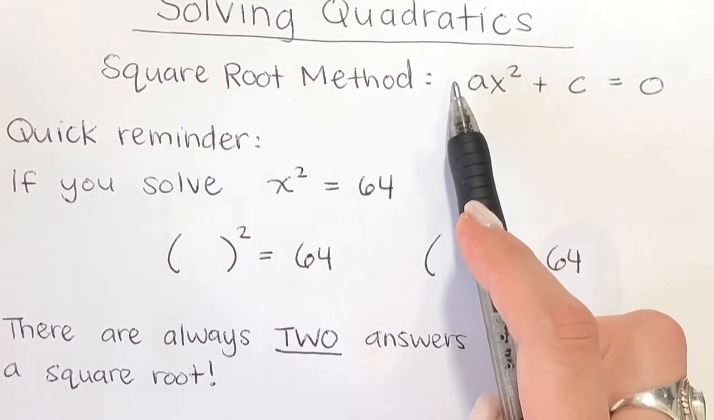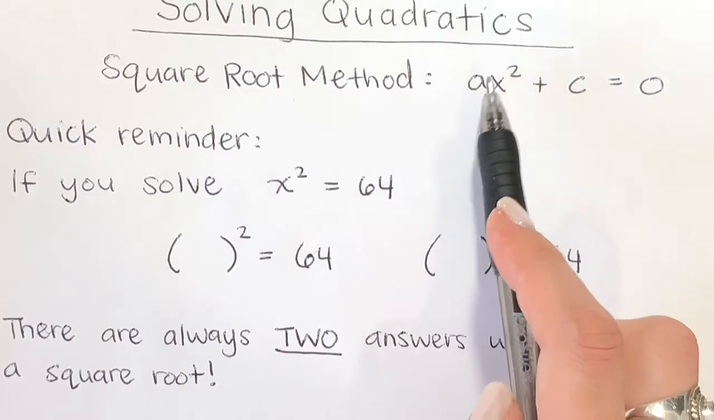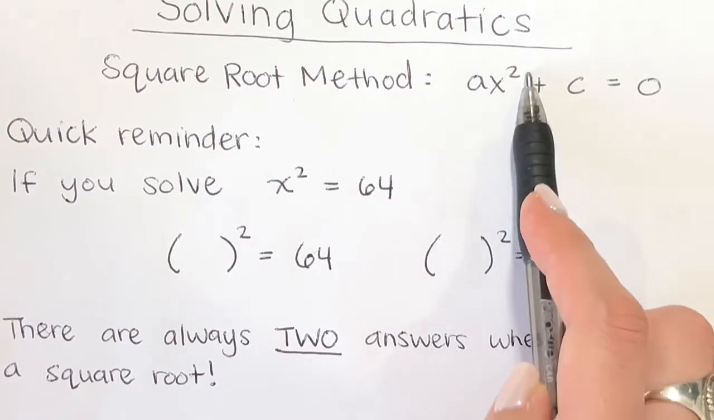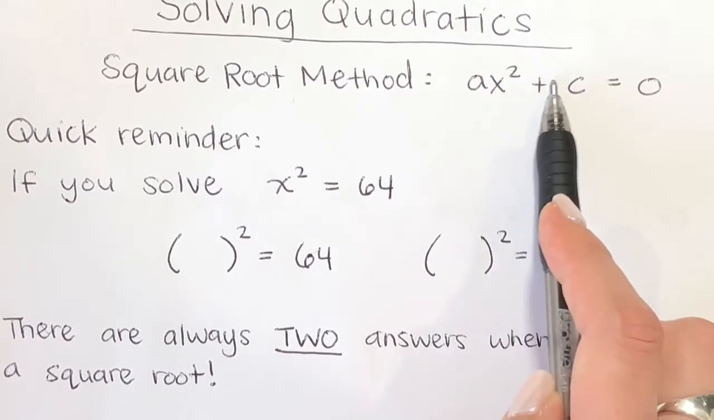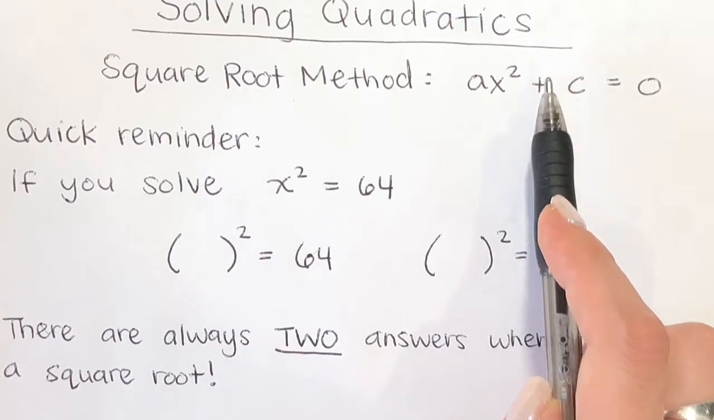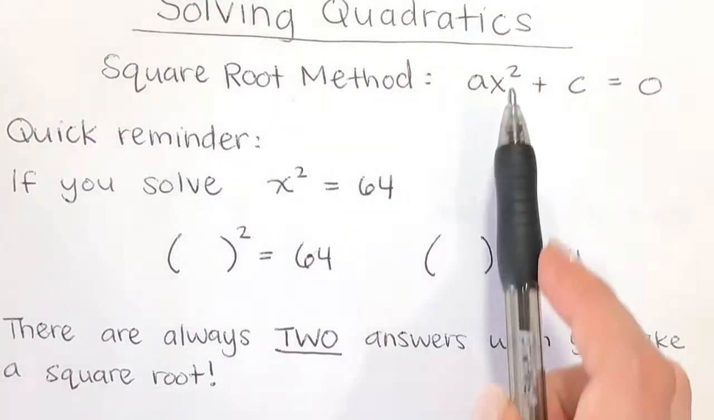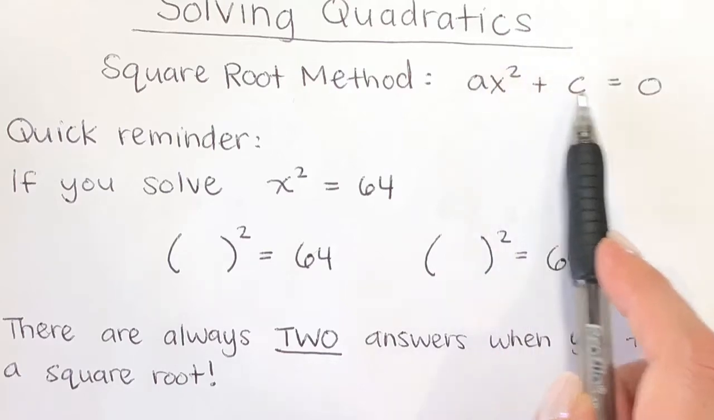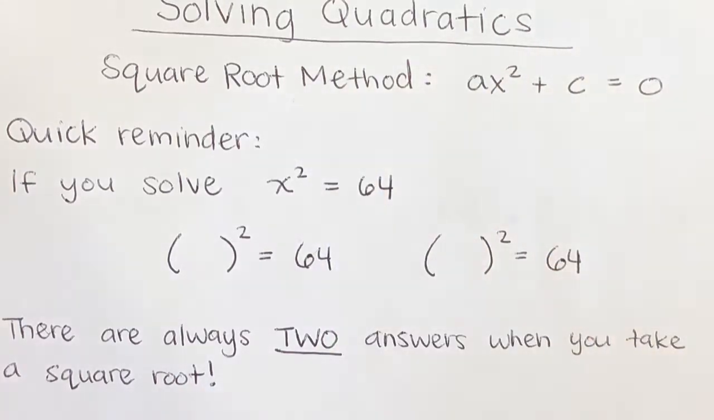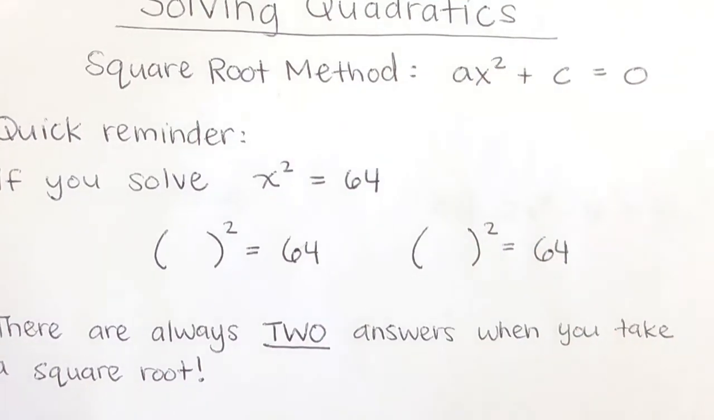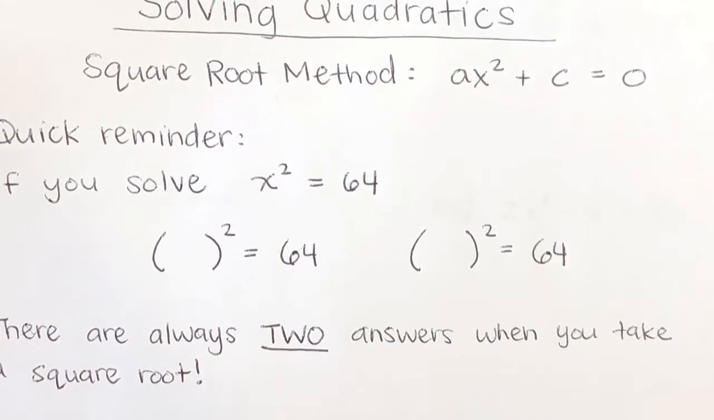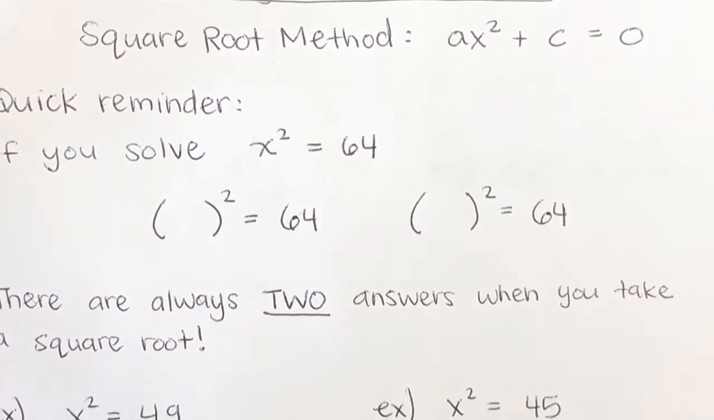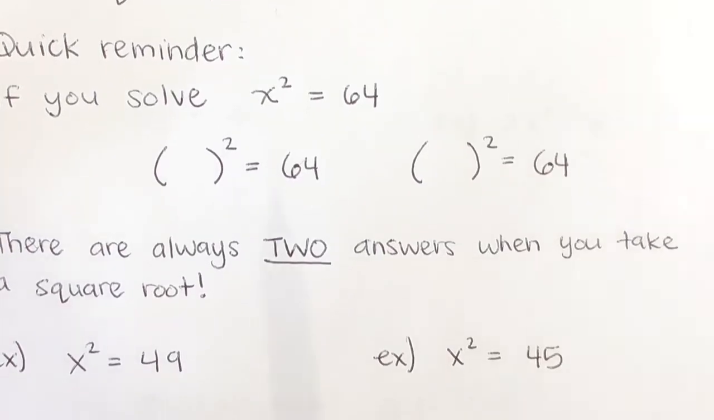So if you think of what a quadratic looks like, we usually have the ax squared plus bx plus c. So we're missing that middle bx term right here. So when we have ones like that where it's just the x squared part and a number, we can use the square root method really easily, and it's a pretty quick method to use. But before we look at how to do that, just a quick reminder about when you are using square roots.